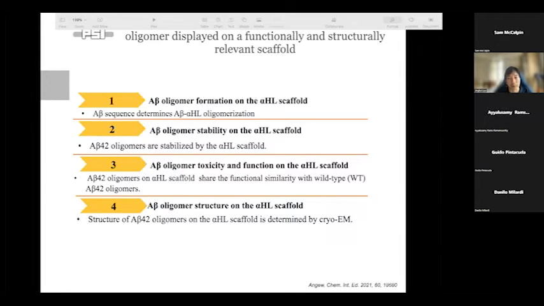We also want to understand the A-beta oligomer stability on the scaffold, as well as the toxicity function on the alpha hemolysin scaffold compared with wild-type. So based on those terms, we can determine the structure of the A-beta oligomer on the alpha hemolysin scaffold by using cryo-EM single particle analysis.